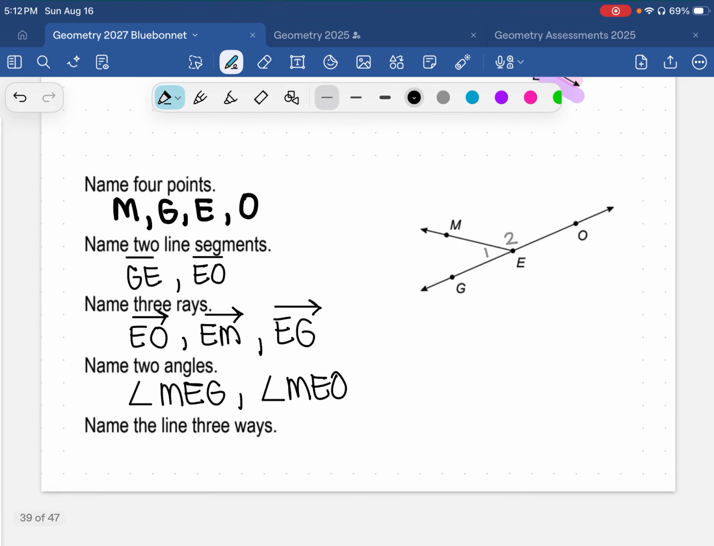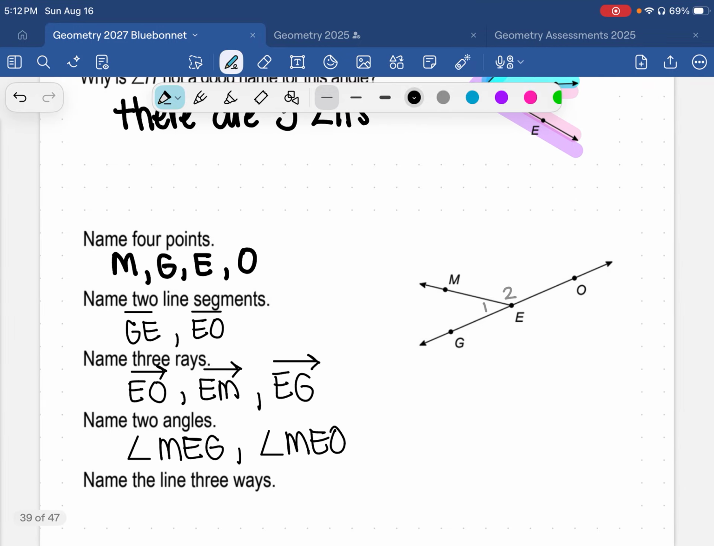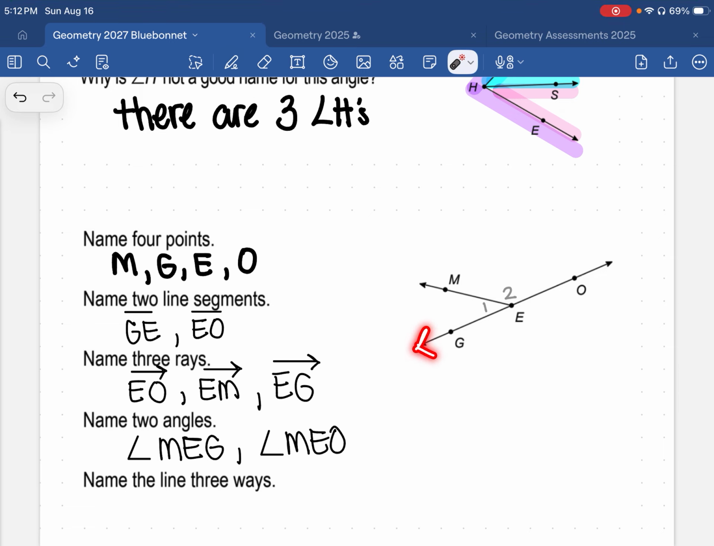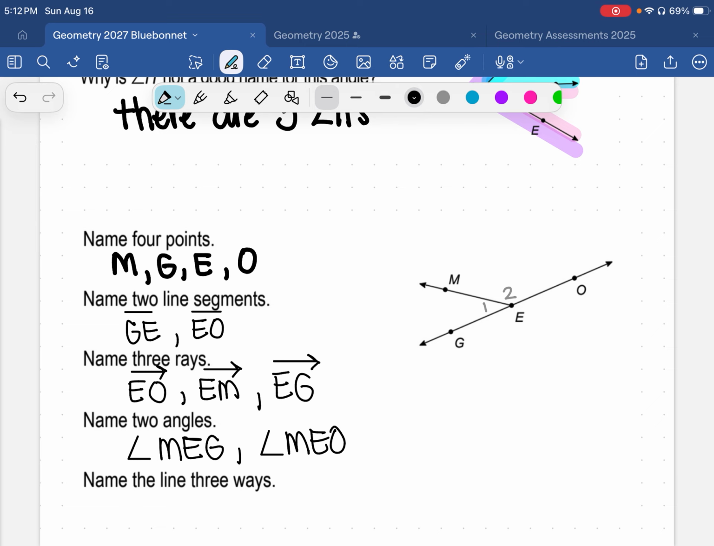All right, and then name the line in three ways. Well, the line I know has to have the two arrows, so I'm going to use these 3 points to name it two at a time. So G, E, E, O. I can do better, the EO and GO.